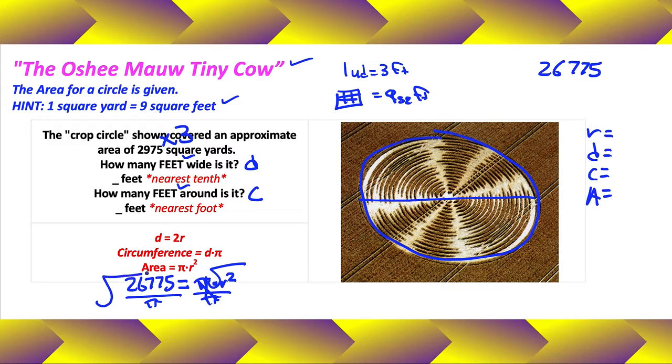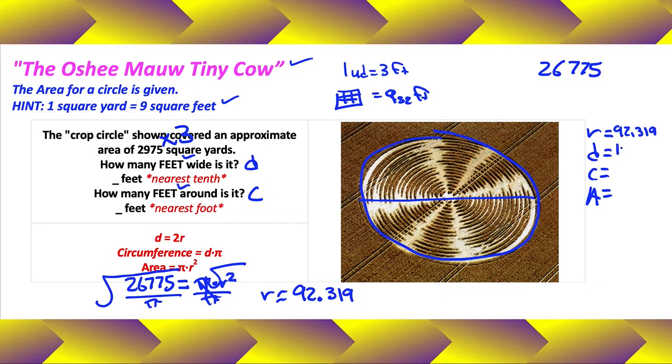If you square root all of that, make sure you type it in carefully in your calculator. Make sure the square root symbol covers the top number divided by pi. When you do that, the radius is going to be approximately 92.319. So if our radius is 92.319, we double that to get our diameter.